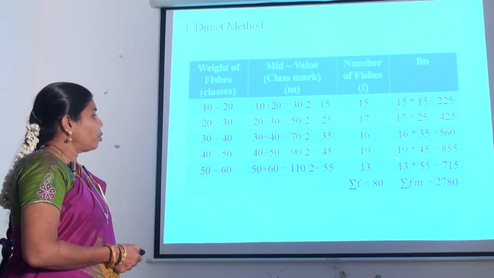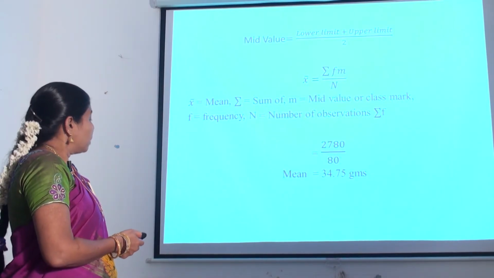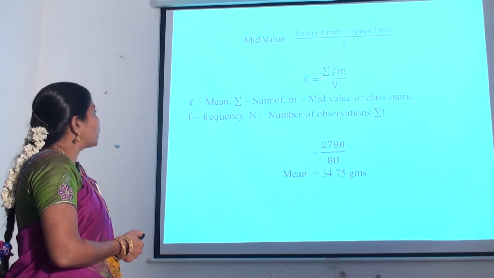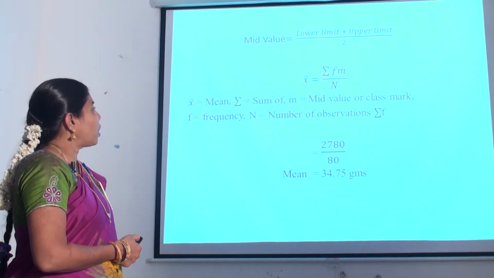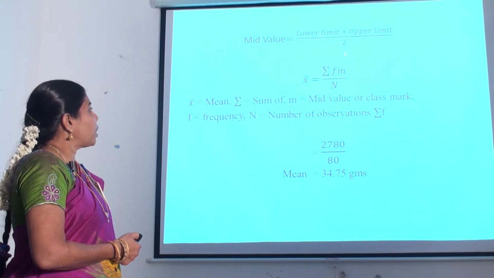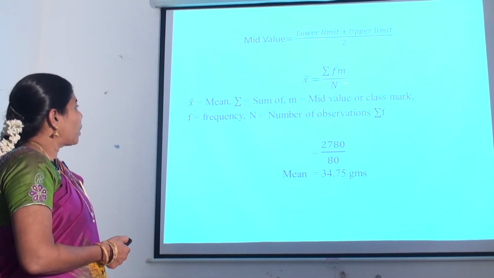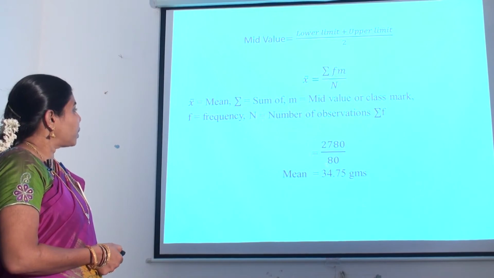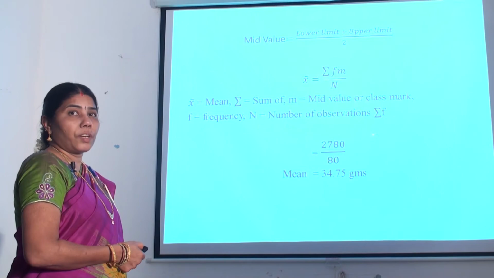And now we are going to substitute these values into the formula. That is, the formula of mean is x bar is equal to sigma fm by n. Here the symbolic representation of mean is x bar, sum of is sigma, frequency is f, mid value is m, n is number of observations. So sigma fm is 2780 divided by n is 80. Here the mean value is 34.75 grams.